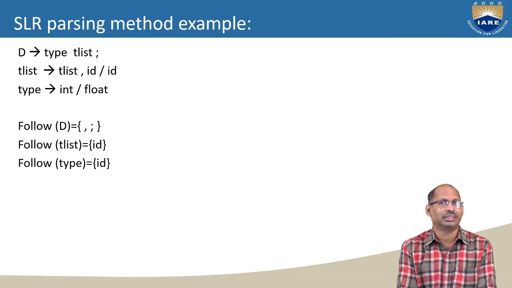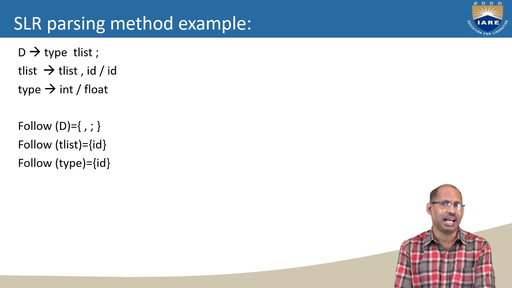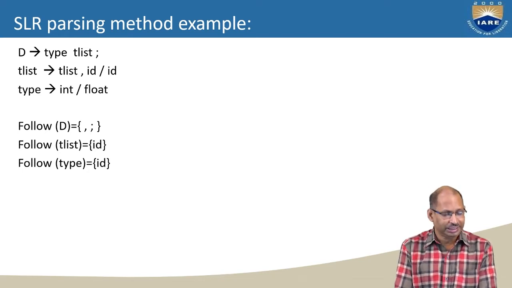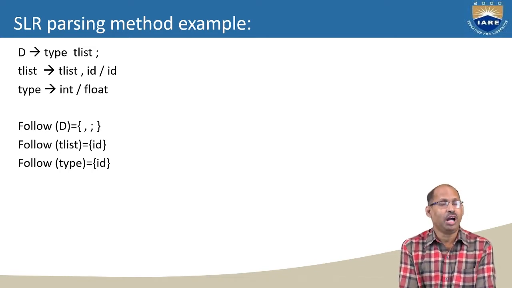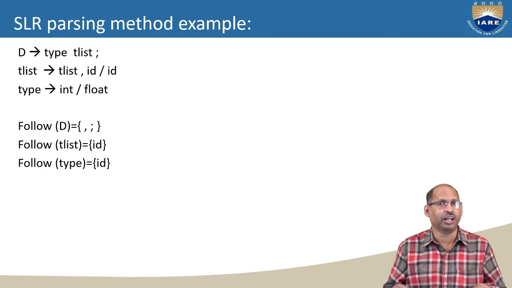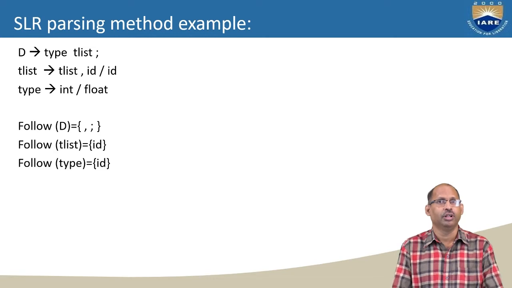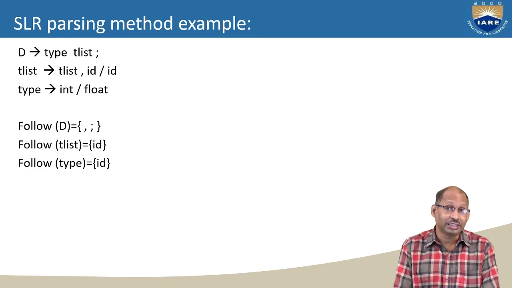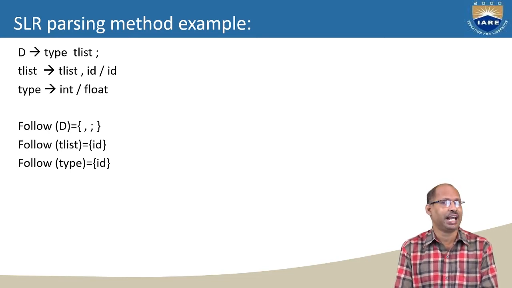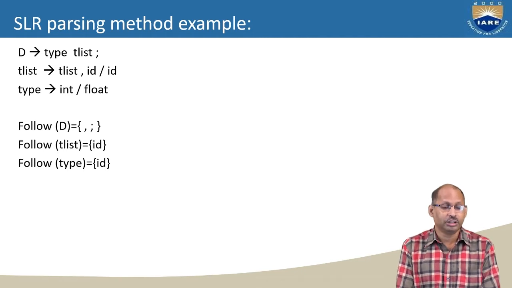D gives type T list semicolon. T list gives T list comma ID slash ID. Type gives int slash float. This is the given grammar. For this given grammar, we have to construct the SLR parsing table. From the SLR parsing table, we have to check whether the given input string is accepted or not. So this is the grammar that is given.